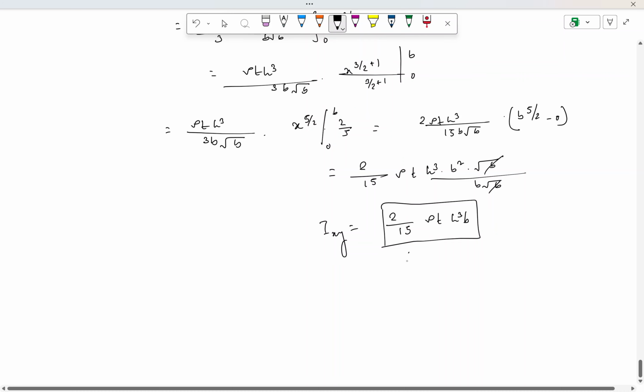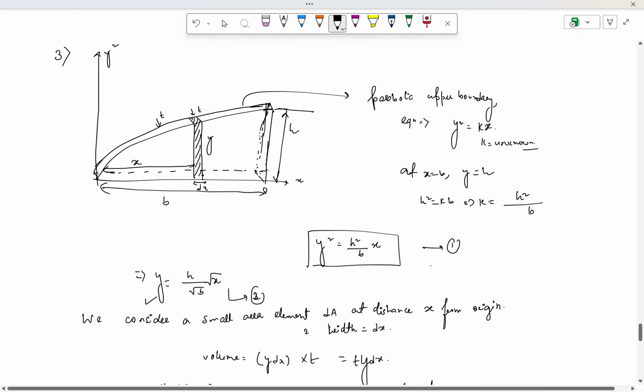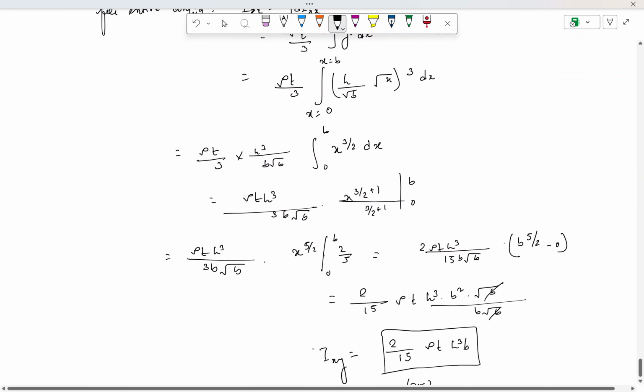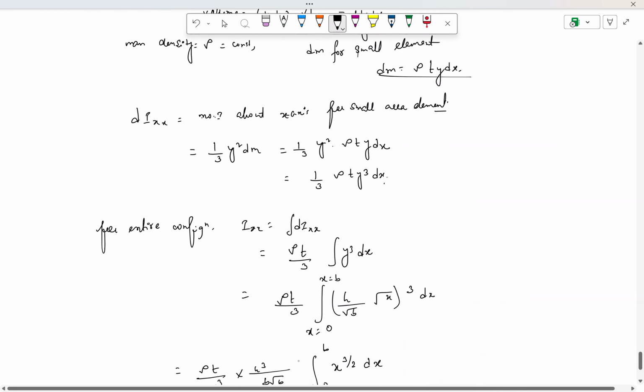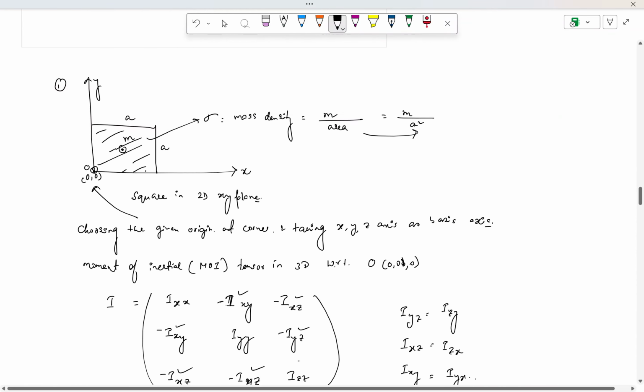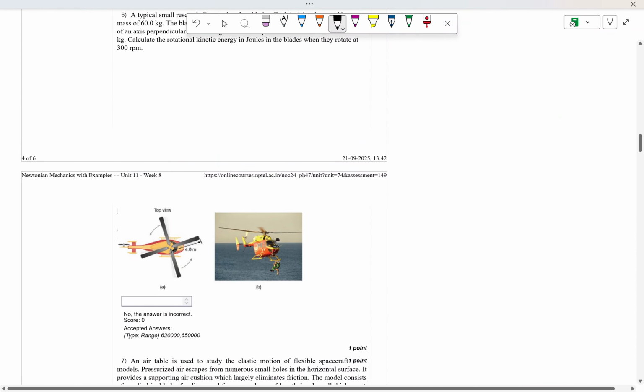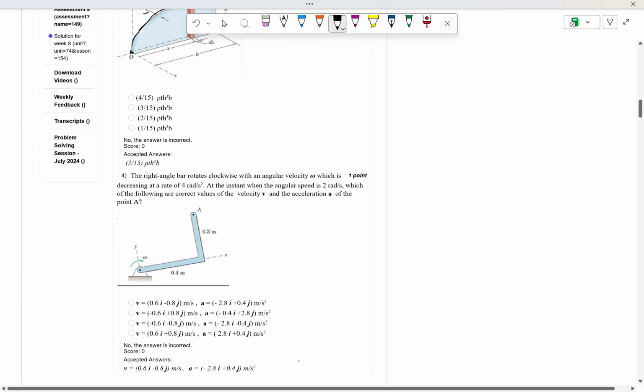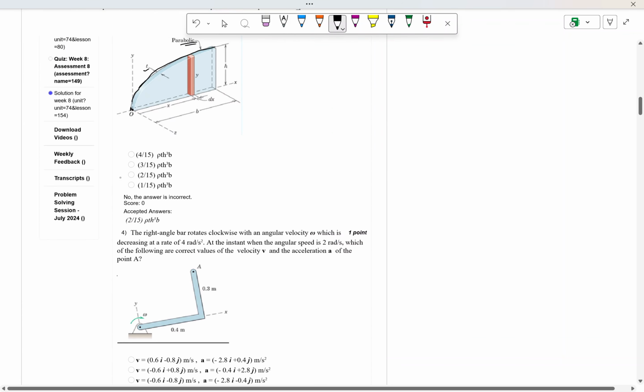So this is the final answer of what should be the moment of inertia about, not Ixy, this is Ixx for the entire constellation. So mark this. This is the correct answer we have obtained.